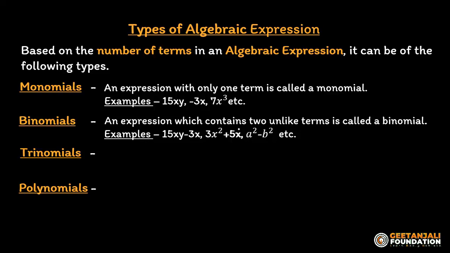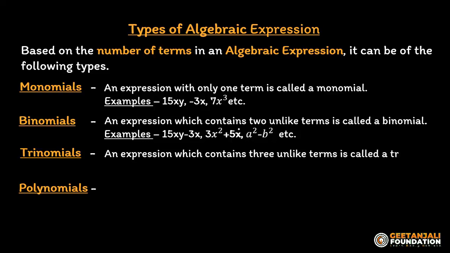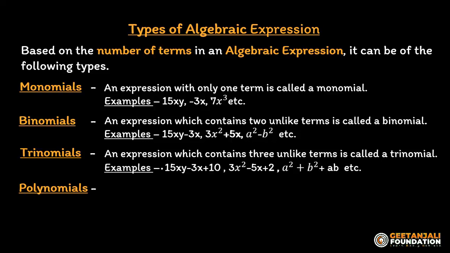Let's see what a trinomial is. You must have guessed what a trinomial is. The expression which contains three unlike terms is called a trinomial. Yeah, here one more important thing I forgot to tell you. These should be unlike terms. Those two terms should not be like terms. Similarly with the trinomial, those should be unlike terms.